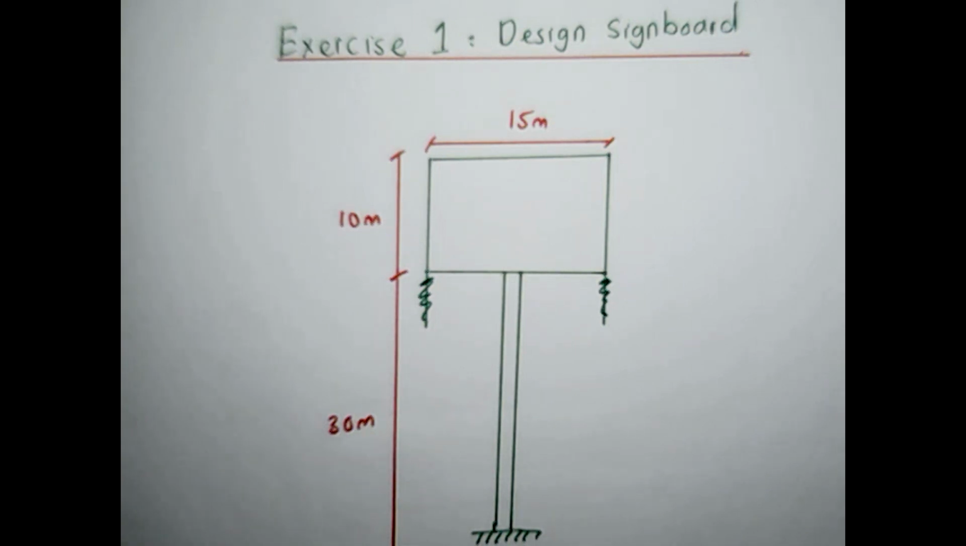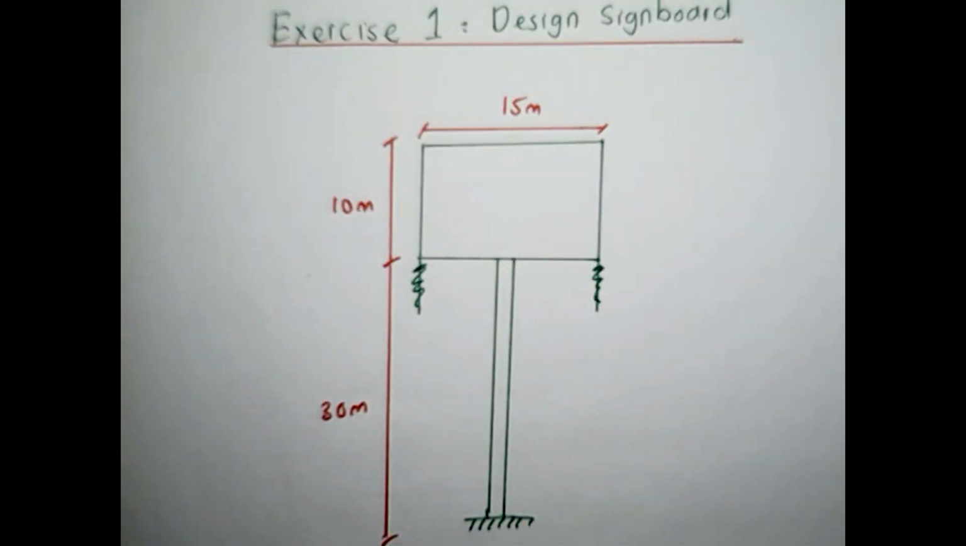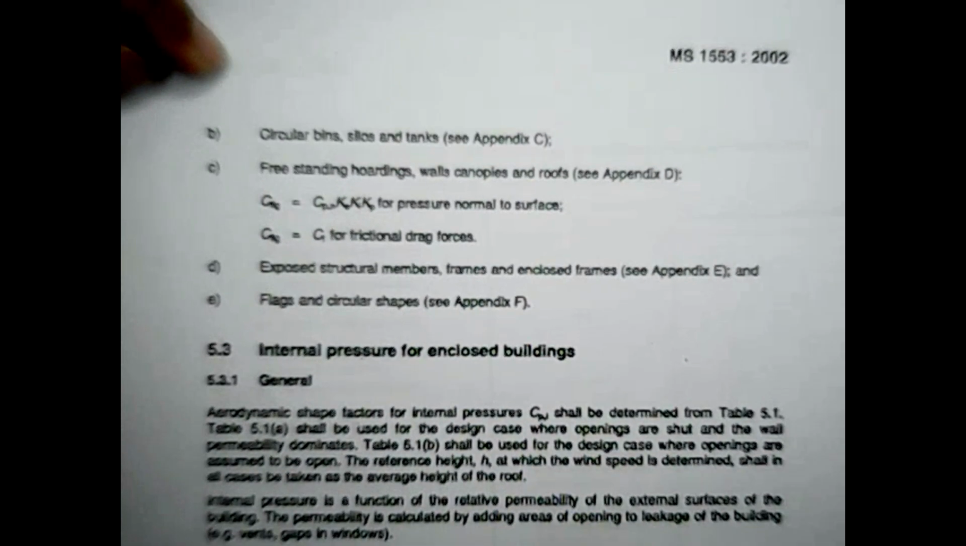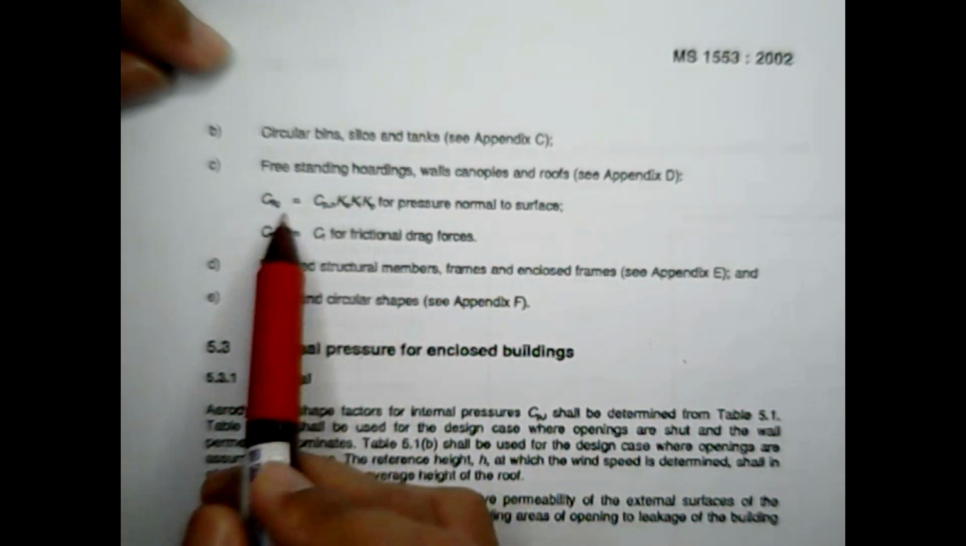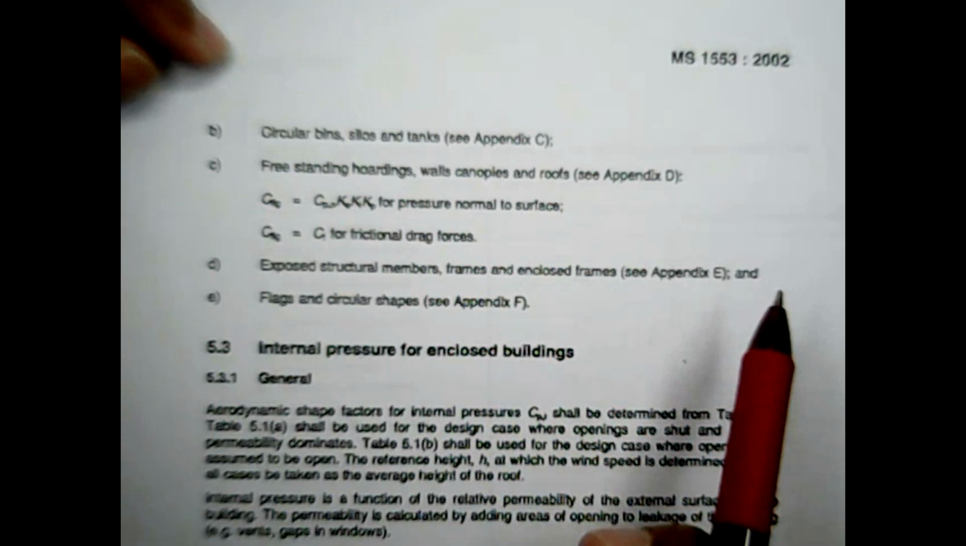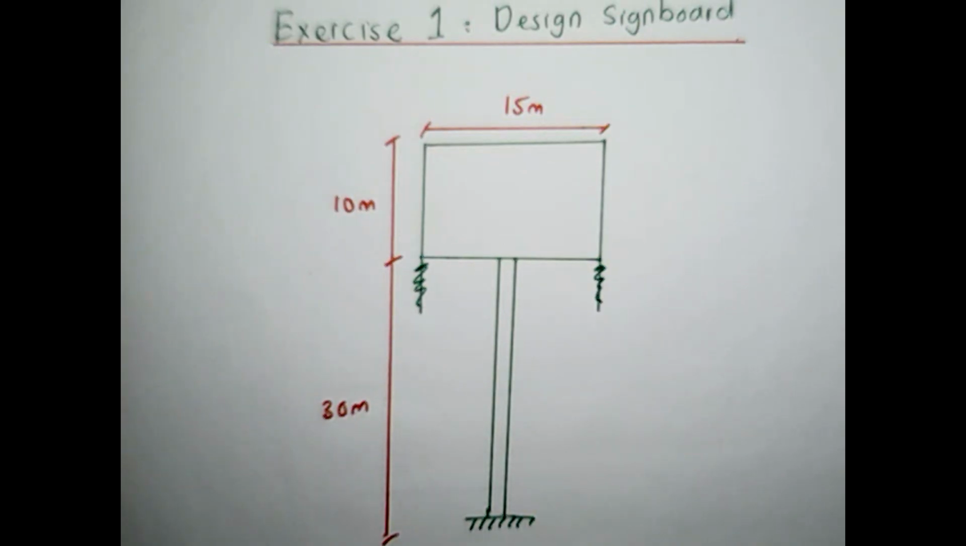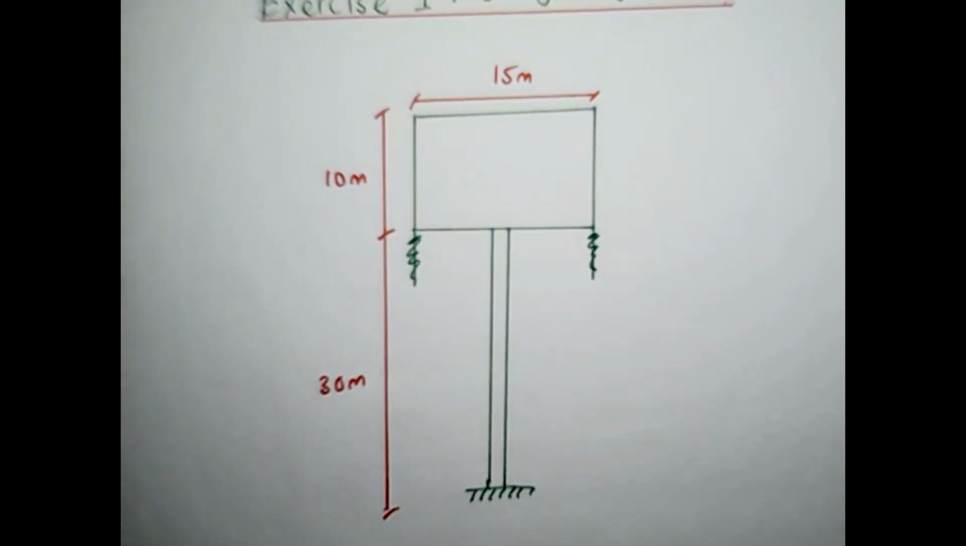One of the things that will affect it is the aerodynamic shape factors. You have to check that enclosed buildings have their own way of calculating the Cfig. And if you look at freestanding hoardings or walls or signboards, they have their own way of calculating the Cfig. So you have to check other clauses as well, for other different things that will govern the behavior of the design wind pressure when you design the signboard.